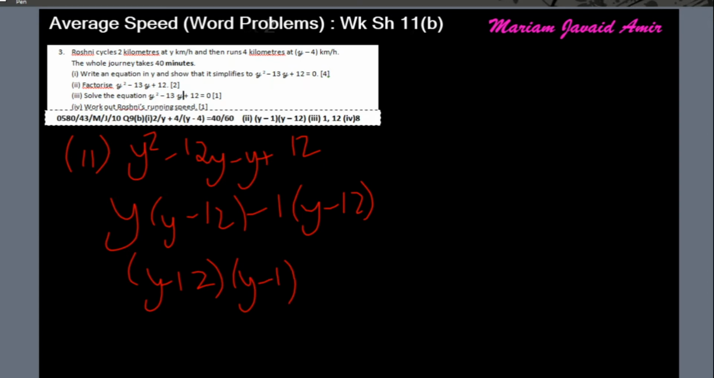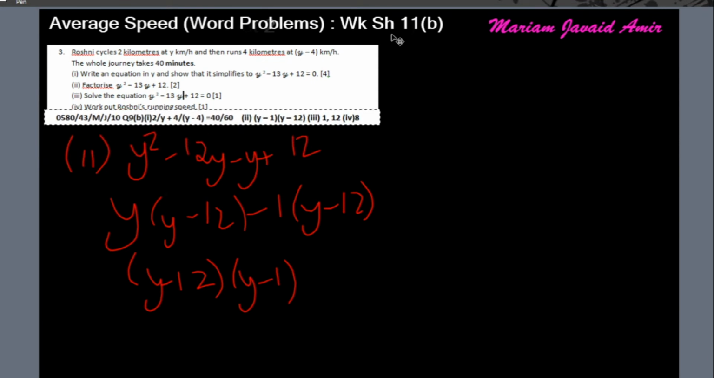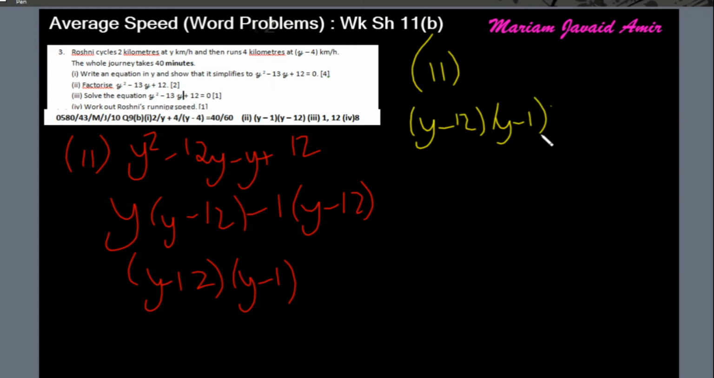Part 3 is asking us to solve the given equation. For that, we already have the factorized answer. y minus 12 times y minus 1 equals 0. So y equals 12 and y equals 1.